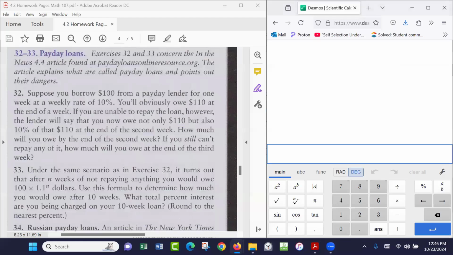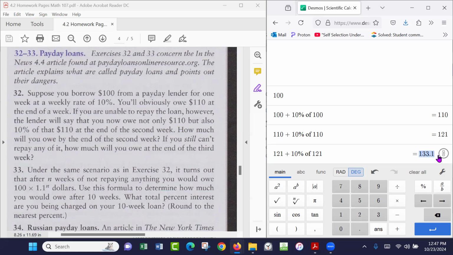So initially we owe $100, and then we owe 100 plus basically 10% of 100, so 110, right? And then we owe 110 plus 10% the next week, 10% of that 110. So we owe 121, and so on and so forth. So the third week, you could just say, well, we owe 121 plus 10% of 121. So $133.10 would be the answer.